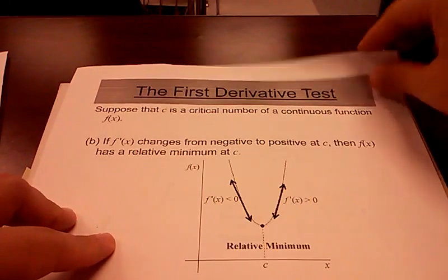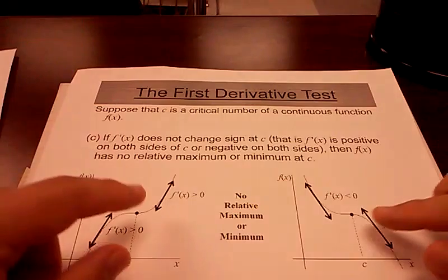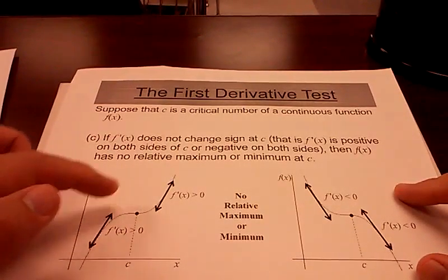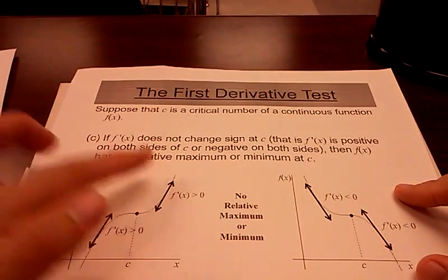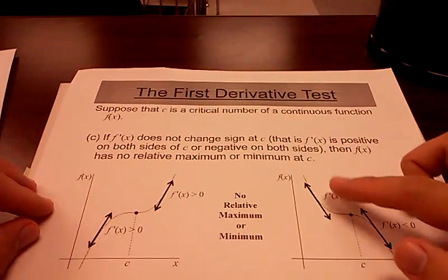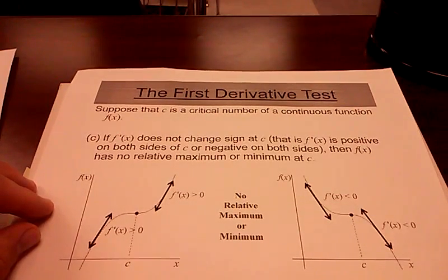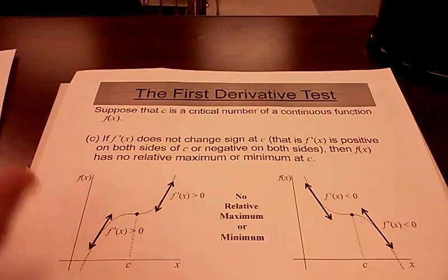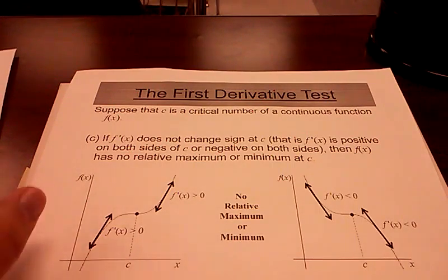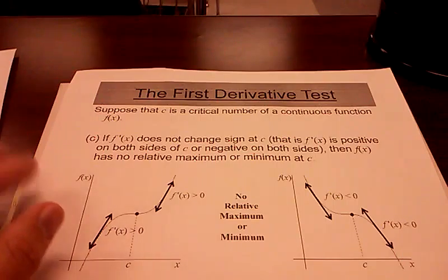Okay? And then finally, if you have a critical number and there is no sign change, so it's positive on the left and positive on the right for the derivative, and it's negative on the left and negative on the right for the derivative, then that means that it is not a max or a min, and there's actually another term for that, but we're going to cover that in a future lesson. All right?